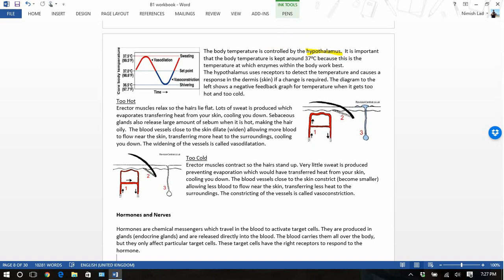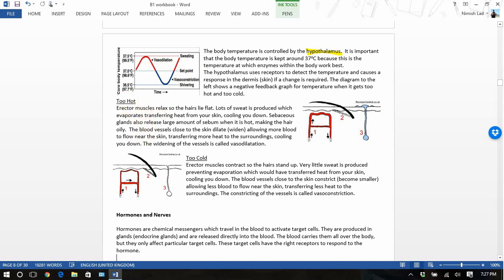The hypothalamus uses receptors around the body to detect temperature, and the response happens in the skin, the dermis, if a change is required. So the diagram to the left shows a negative feedback graph for temperature when it gets too hot and too cold. If it gets too hot, vasodilation happens, which brings the temperature down. If it gets too cold, vasoconstriction and shivering happens. So it gets back to the set point of 37 degrees. Sweating happens when it gets too hot as well. We know this idea.